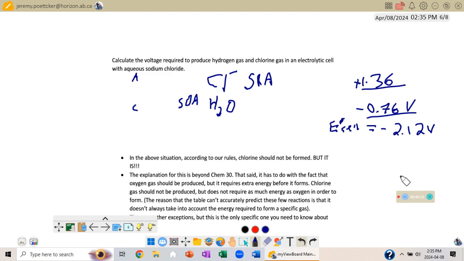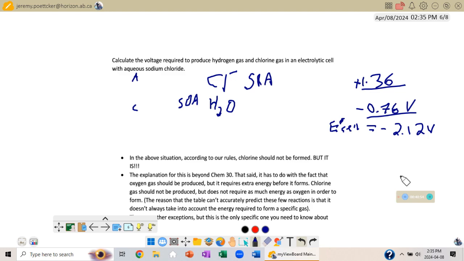Well, the one with the lower voltage. According to our rules, chlorine shouldn't form, but it does. In fact, if we were to do this experiment, we would create small amounts of chlorine gas. We shouldn't do this experiment because we don't like to make chlorine gas. It's the poisonousness and things like that. Now, why this happens is well beyond Chem 30.